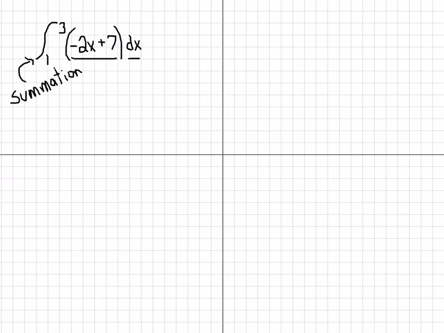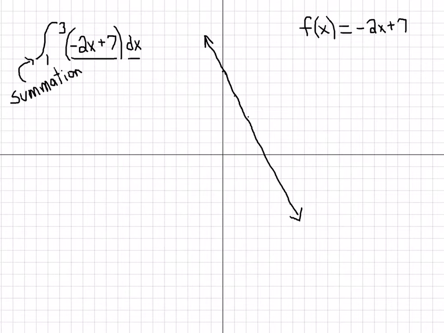So what this means then is simply this. If we have a curve, or the function, negative 2x plus 7, let's draw that. So here is our function: f of x is equal to negative 2x plus 7. It's just a linear function, it's a line.